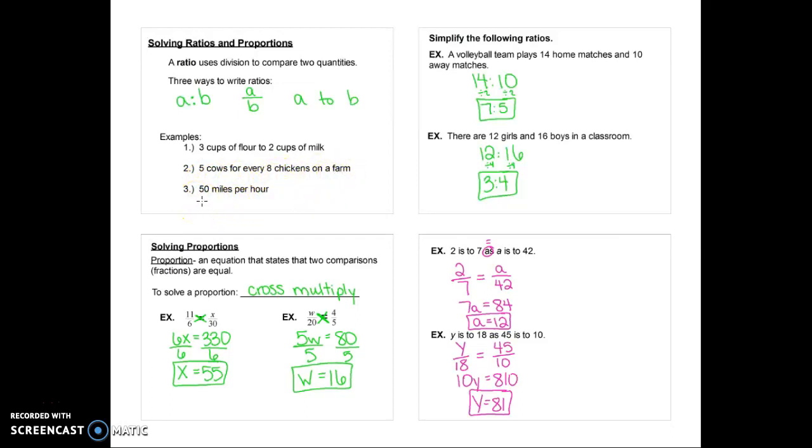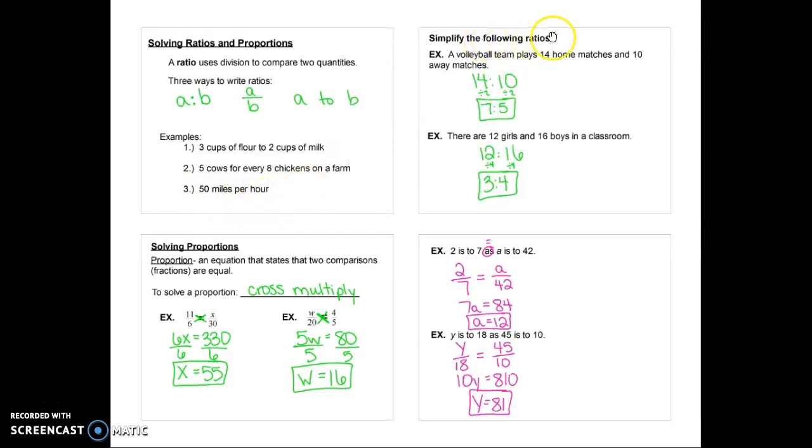And the most common is example number 3, 50 miles per hour. This is your speed limit. You see these all the time whenever you're driving. All that is simply saying is that if you're driving at a speed of 50, that means that you can drive 50 miles in 1 hour. So 50 miles per hour means that if you're driving at the speed of 50, you will be able to drive 50 miles in 1 hour. So if you drove 100 miles, it would take you 2 hours.